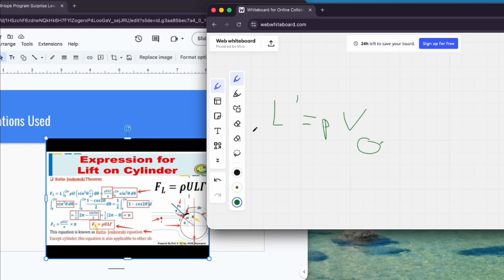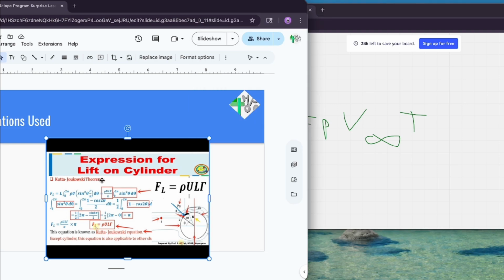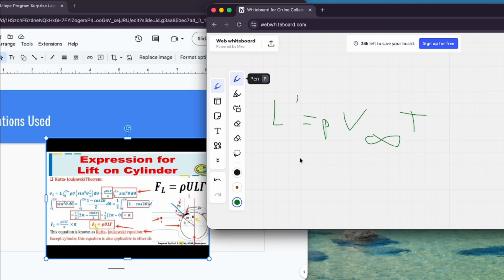Yes, infinity. I did not write that correctly. Infinity times gamma. Now, really, what is this? This is the very important equation that's used in the simulator. We're trying to calculate essentially the lift per unit of wingspan. They're saying here this is the lift on a cylinder. We're not doing that. We're calculating the Kutta-Joukowski lift law equation, the lift per unit of wingspan.